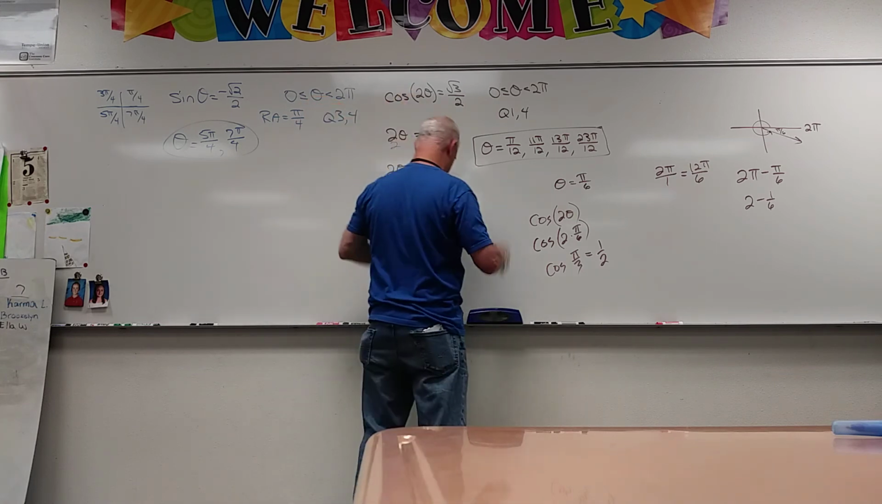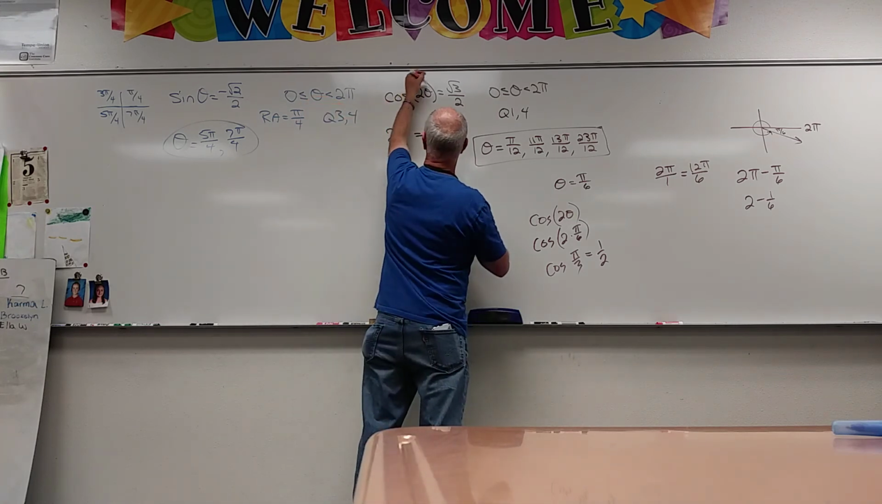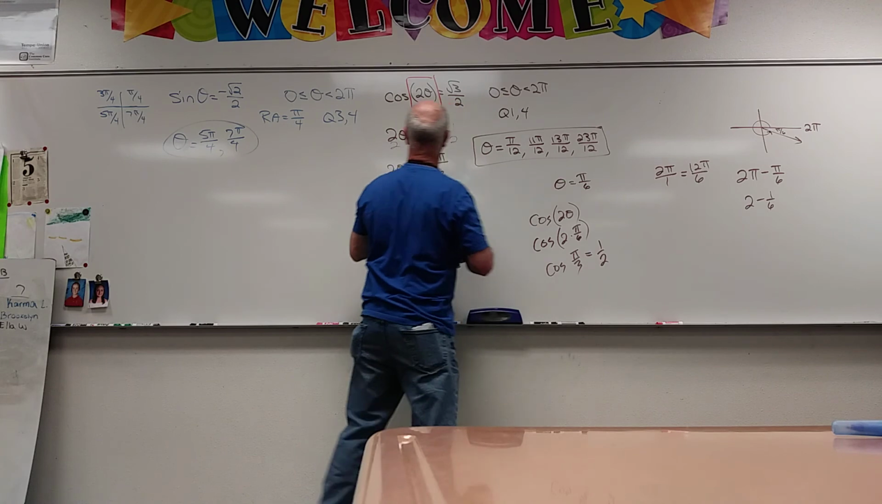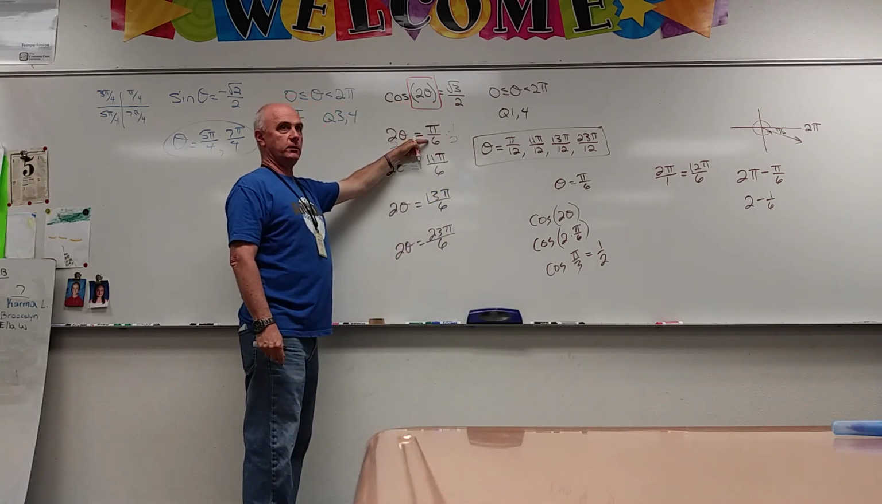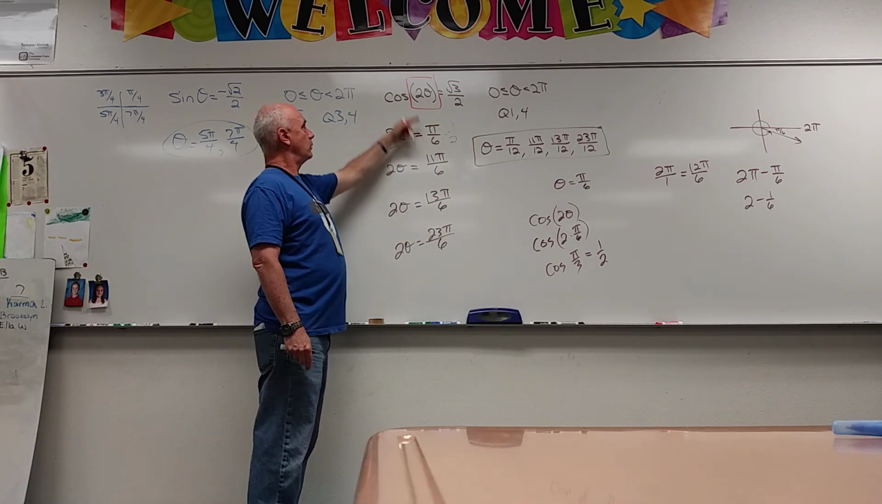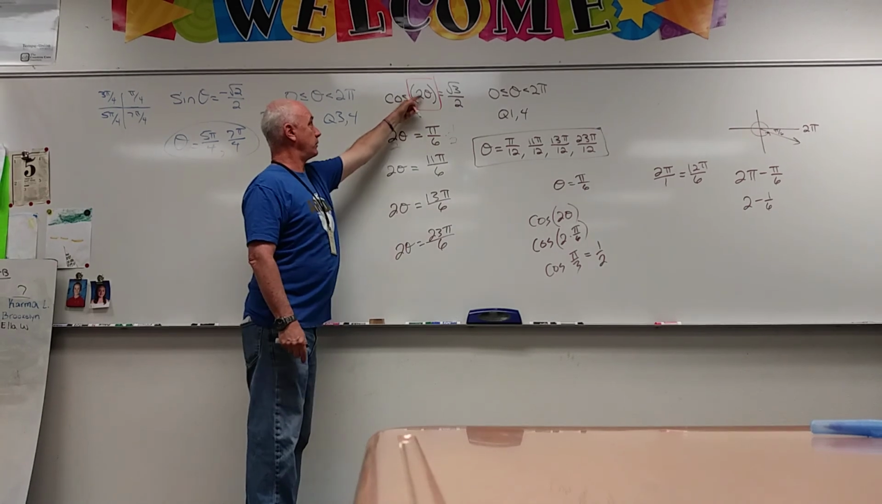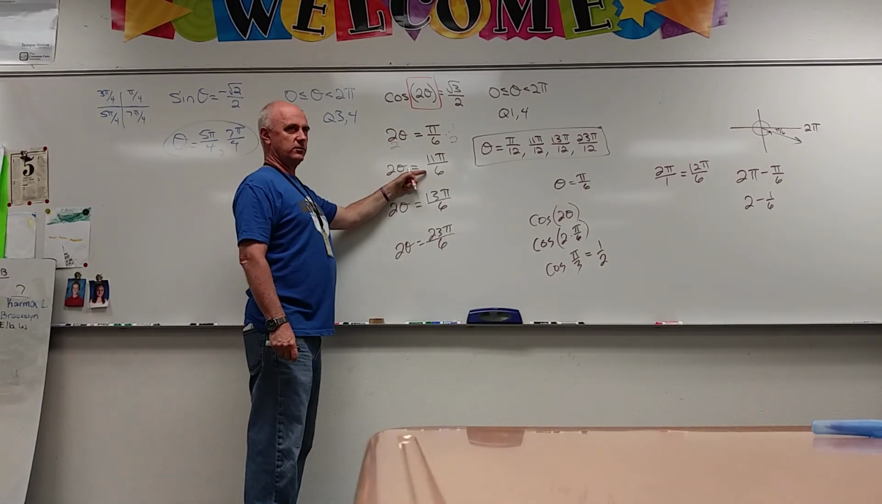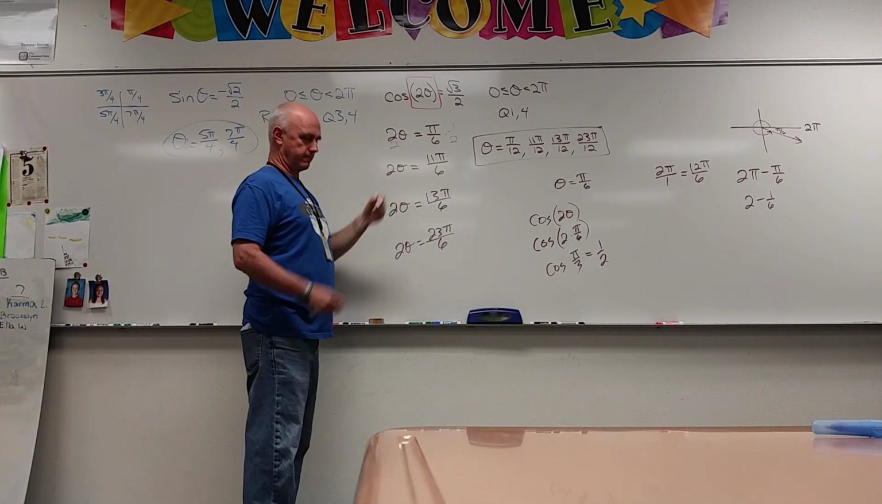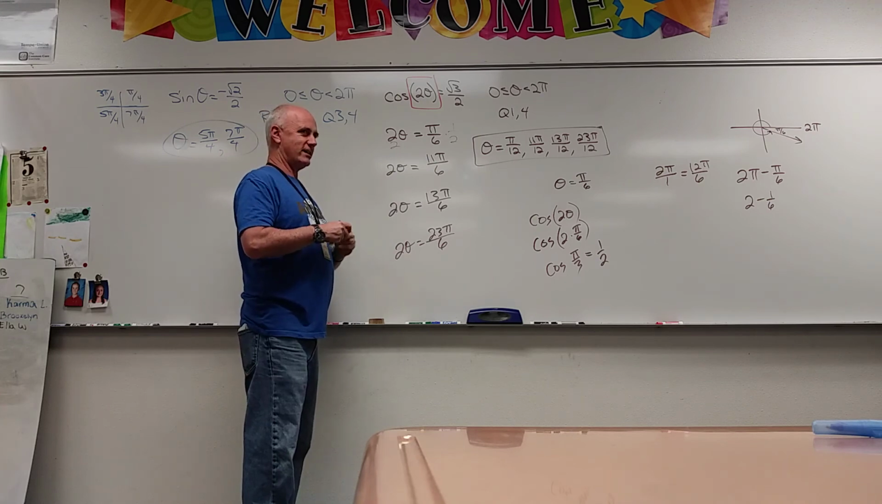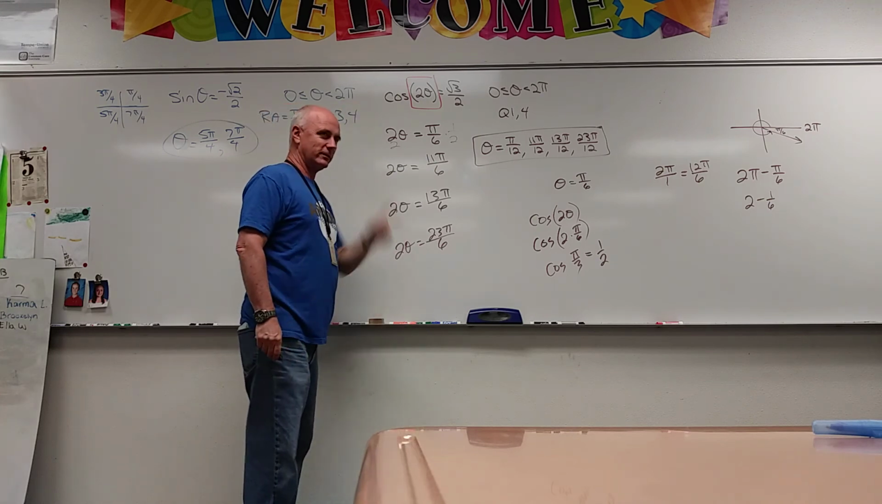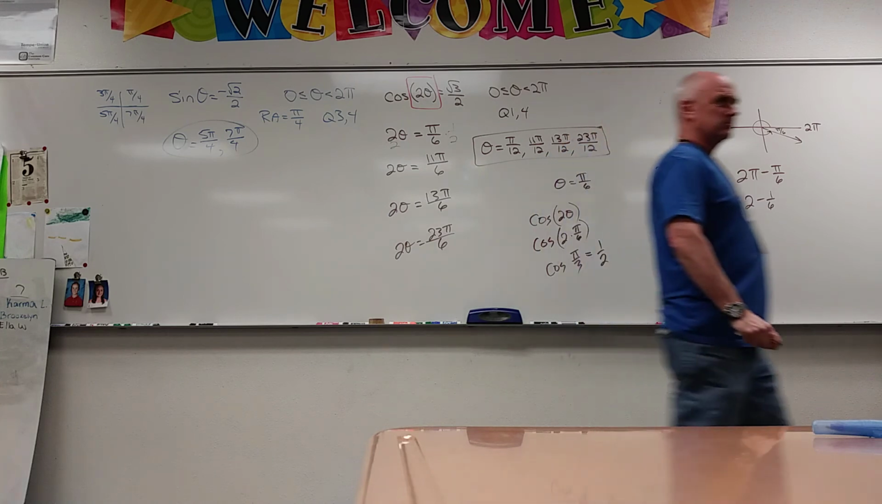So this is what we want pi over 6 to be. Okay? We want 2 theta to be pi over 6. We want 2 theta to be 11 pi over 6. Is that making any sense? Okay, I was waiting for that, where I can see the light bulb just hit. Does that make sense now? Yeah.